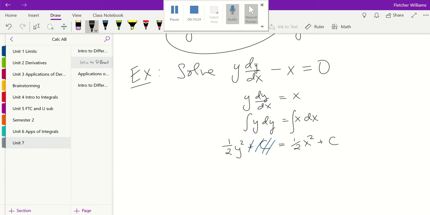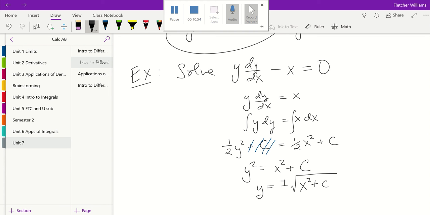So then you just gotta solve for y. So multiply everything by 2. So y squared equals x squared plus, you could say 2c, but again, you can just think of it as a constant times a constant, so it's absorbing that 2. Like that. And then solve for y. So then y will equal plus or minus the square root of x squared plus c.